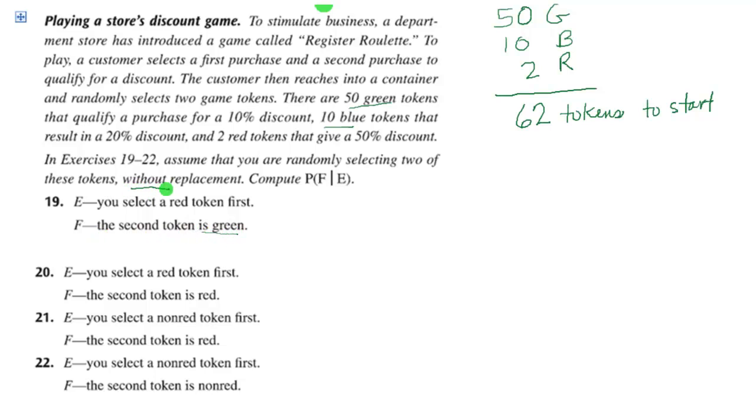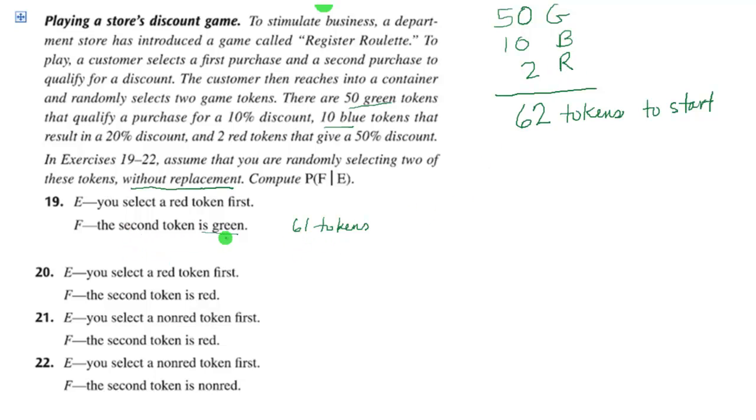So remember that you're taking tokens out of a jar without replacing them. So once you have selected the red token out of this jar, then your jar is now going to have 61 tokens. And one of the red ones is gone, right? But everything else is the way it was. So you have 50 green, 10 blue, and 1 red out of these 61.